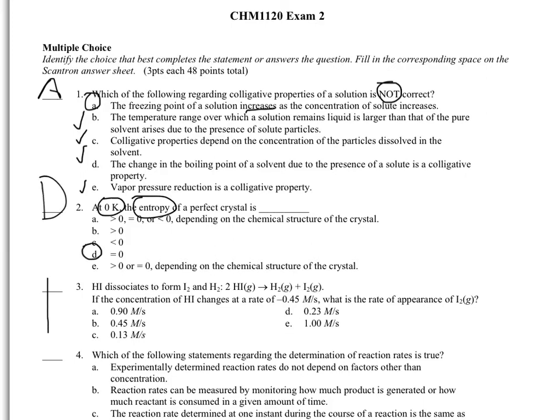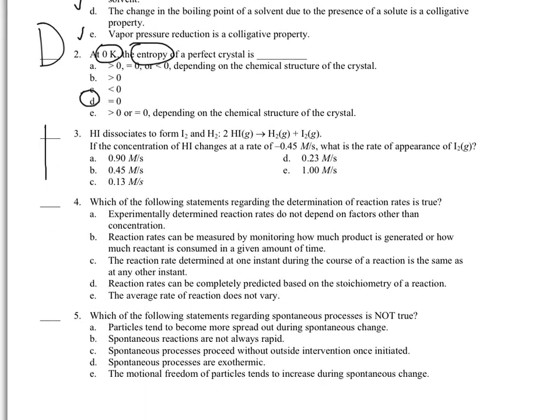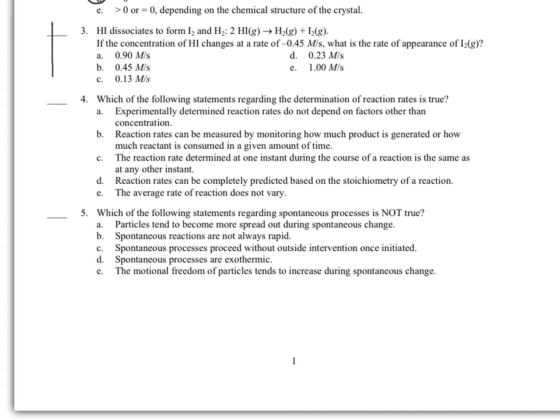Next up is question number 3, which is also question number 9 on the other version of the exam. It's asking about a relative rate of reaction. And so we have this reaction where 2HI as a gas goes to hydrogen gas and iodine gas. And it says if the concentration of HI changes at a rate of negative 0.45, so this right here has a rate of negative 0.45, what's the rate of appearance of I2?